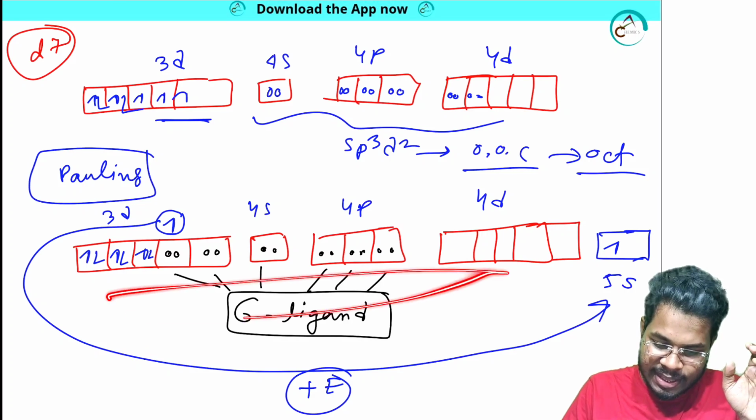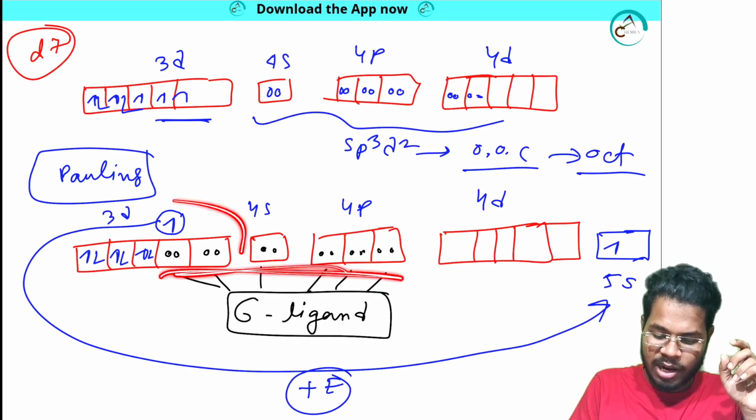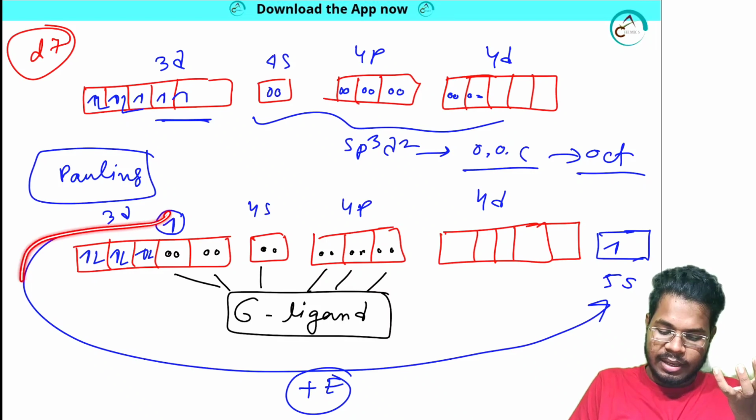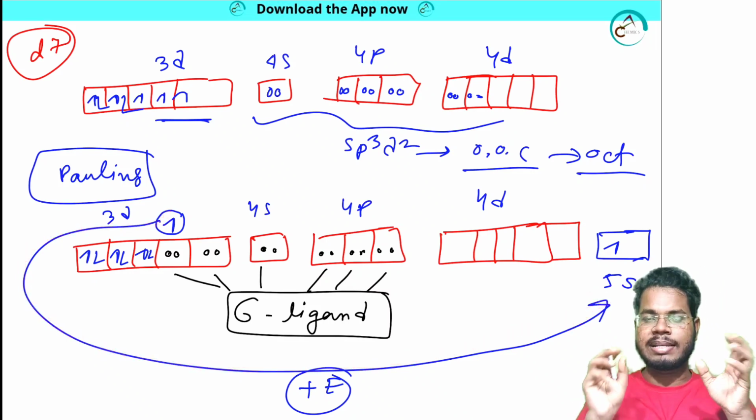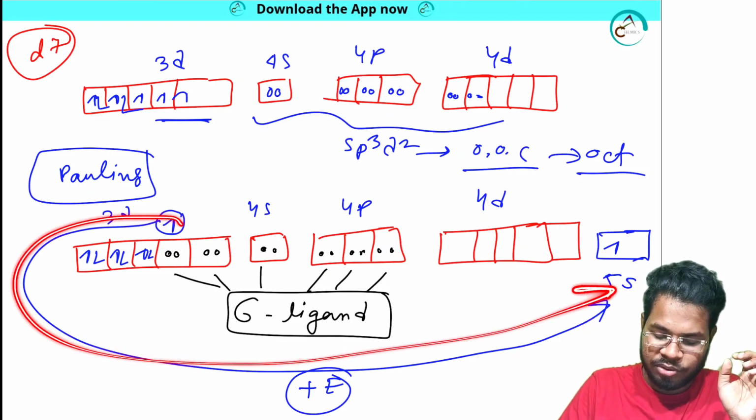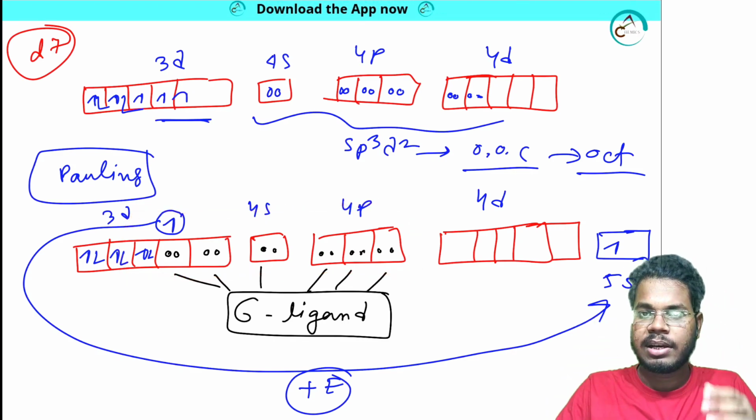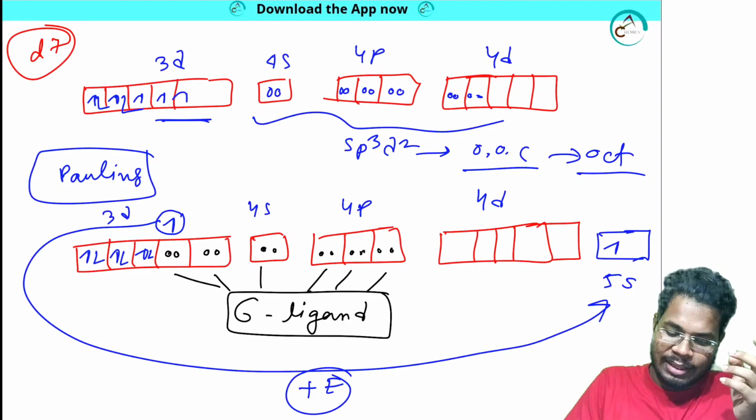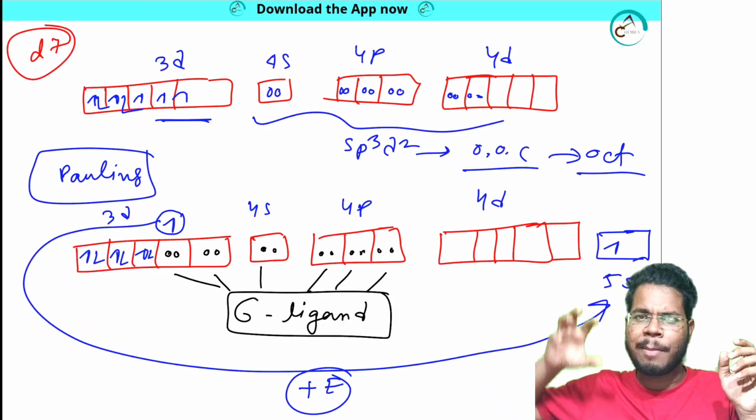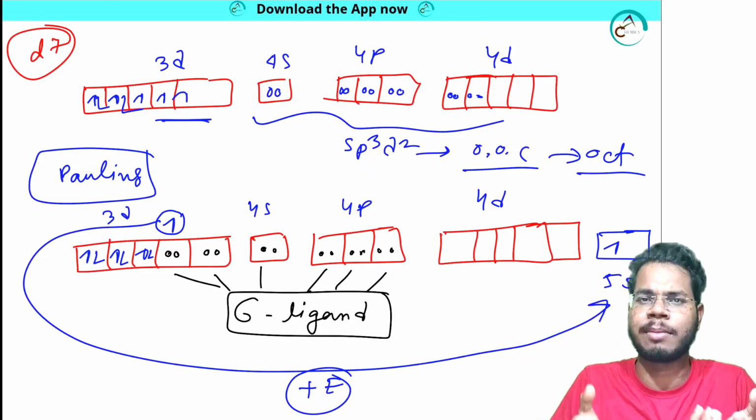So in this particular example, whenever the system is forming an inner orbital complex, it needs less energy to transit this electron from 3d to 5s orbital than the energy released by the system during bond formation. That means the stabilization energy is more than the energy you are applying to send this electron to the 5s orbital. You are applying less energy and getting more stabilization energy, so the system will be stable.